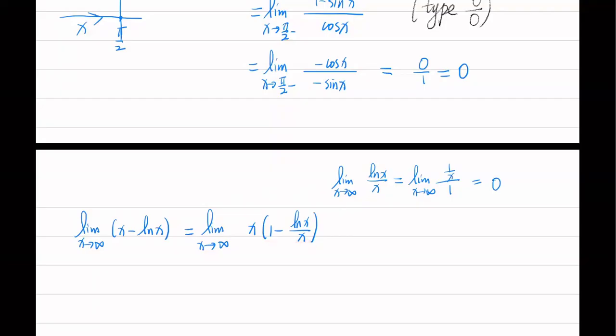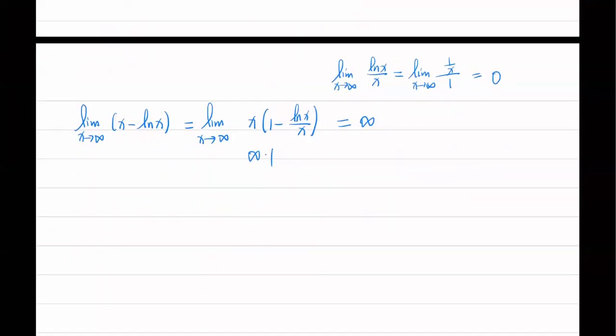Now it's infinity times 1. We don't have to do anything. Infinity times 1 is infinity. Okay, it's not a L'Hopital rule case. This time, x goes to 0 much faster than logarithm. Okay. Let's try.